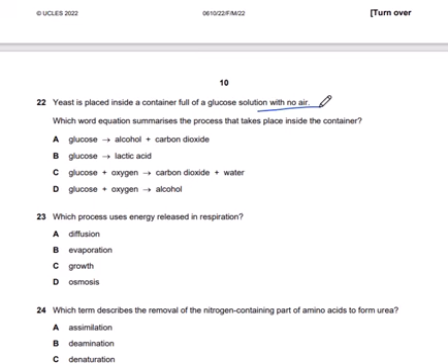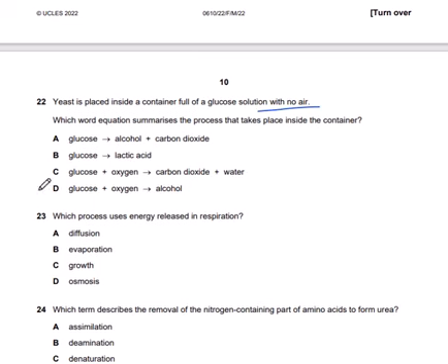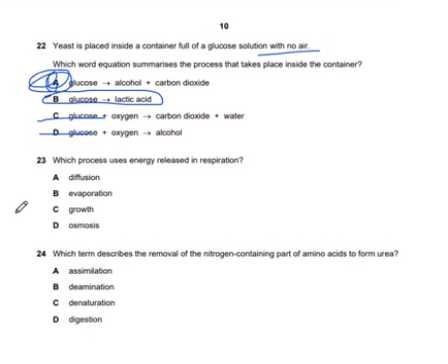They said no air, right? So that makes it no oxygen as well. And this actually only occurs in the muscle when you have an oxygen debt. So the answer is A.